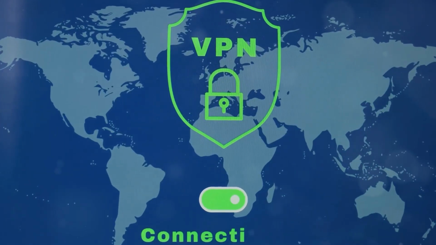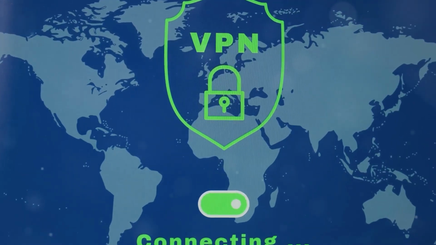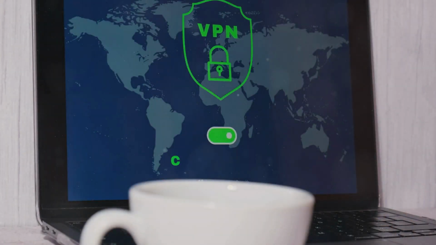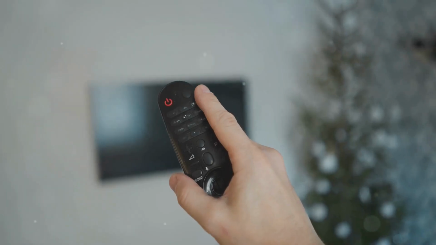Before we start streaming, there's one more crucial step to protect your privacy. For privacy and security while streaming, you need to use a VPN. Here's how to set one up.